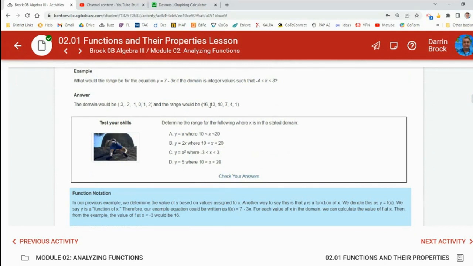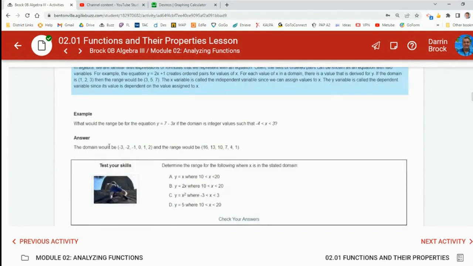And the domain would be these. Oh, I'm sorry. The domain would be those numbers because it's everything between -4 and 3, right? It's all those values in between there. And there's the range because when we substitute those numbers in, that's the y's that we would get. So that is the range for that domain.